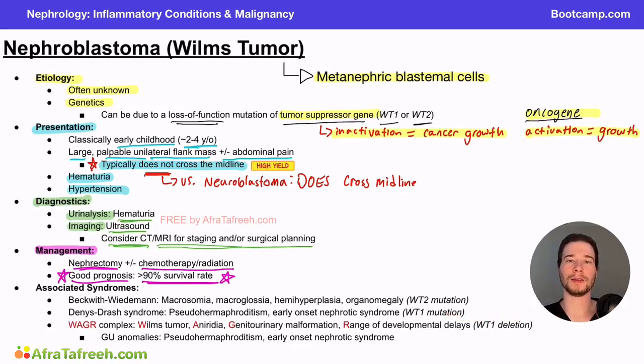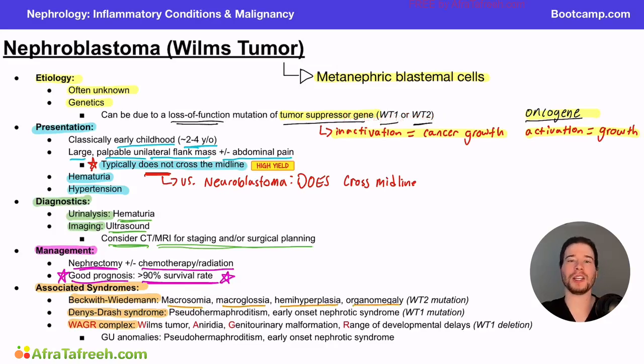And finally, to wrap up this video, I want to focus on a couple associated syndromes. There's one called Beckwith-Wiedemann syndrome, one called Denys-Drash syndrome, and one called WAGR complex. So these are syndromes that are associated with having a Wilms tumor. So a patient who has a Wilms tumor but has additional findings, such as in Beckwith-Wiedemann, they would have things like macrosomia, macroglossia or an enlarged tongue, hemihyperplasia, or organomegaly.